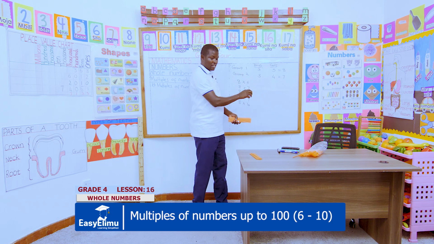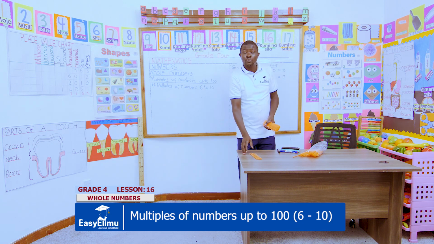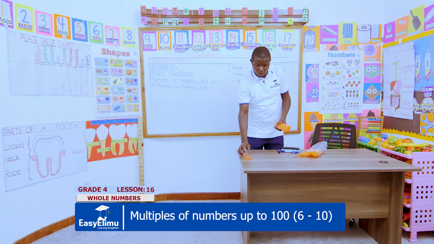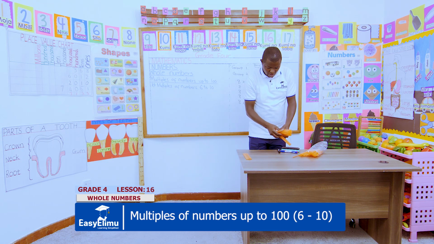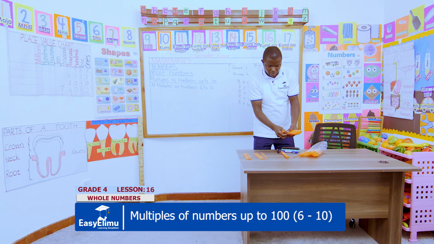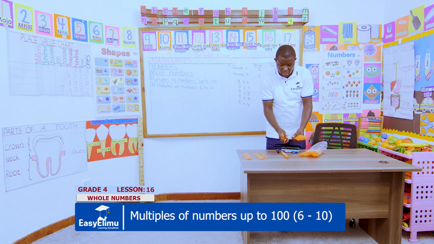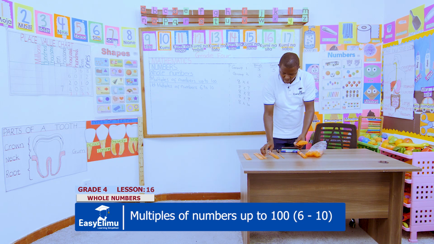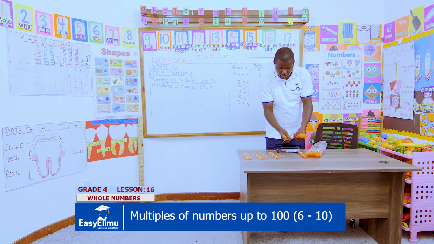We multiply it by 6. So we have 6 groups of 8 each. This is one group of 8: 1, 2, 3, 4, 5, 6, 7, 8. Second group of 8: 1, 2, 3, 4, 5, 6, 7, 8. Third group of 8: 1, 2, 3, 4, 5, 6, 7, 8.